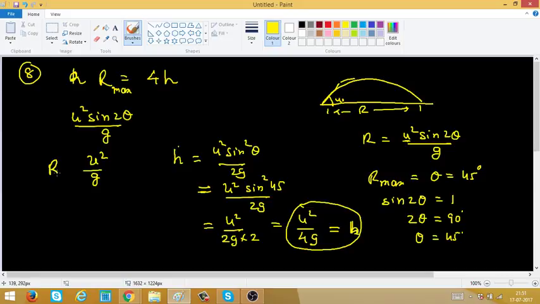And what is the value of R? R is u square by g. So if R is u square by g and h is u square by 4g, obviously R max is equal to 4 times that of h. This is how we can prove this.